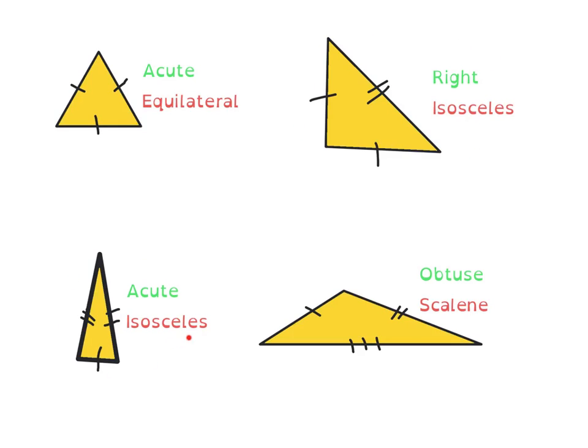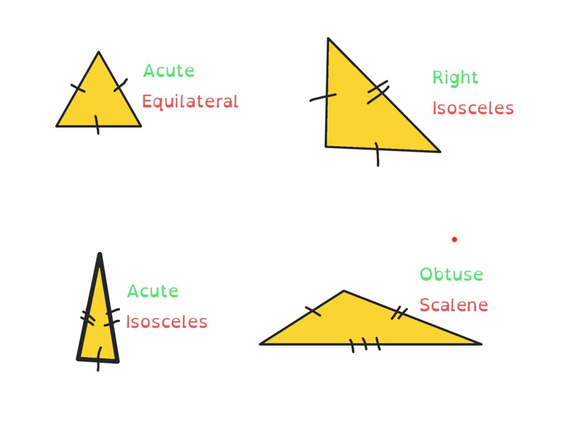This is an acute isosceles triangle. It's acute because all three angles are acute. All three angles are less than 90 degrees. It's isosceles because two sides are the same length. Again, you can tell from the notations, two tick marks, and one side is a different length. So acute for three acute angles, isosceles because two sides are the same and one is different.